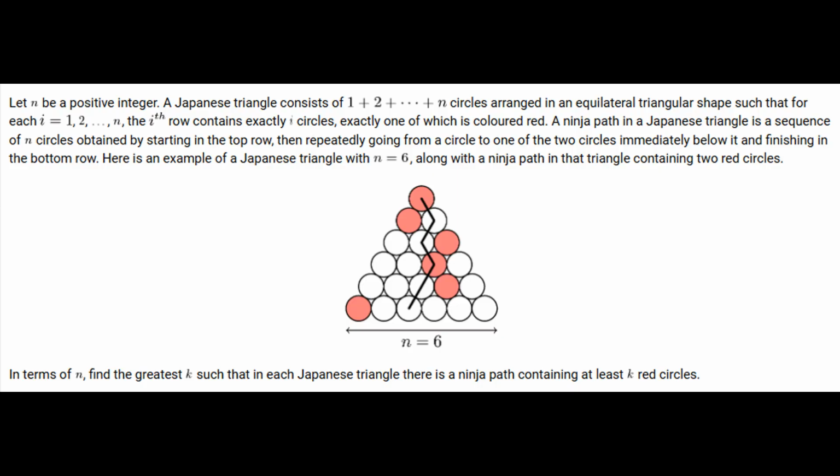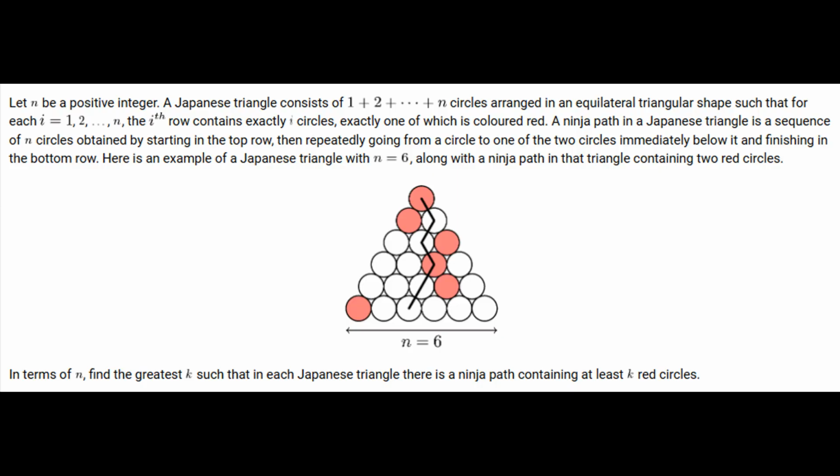A ninja path in a Japanese triangle is a sequence of n circles obtained by starting in the top row, then repeatedly going from a circle to one of the two circles immediately below it, and finishing in the bottom row. Here is an example of a Japanese triangle with n equals 6, along with a ninja path in that triangle containing two red circles.